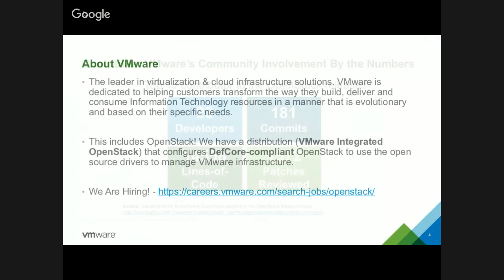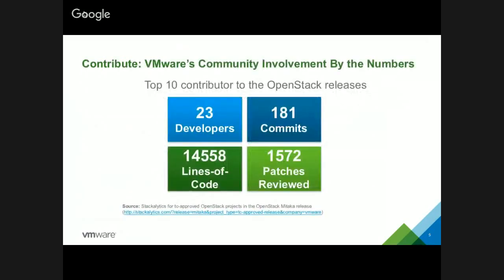Okay, so what is VMware doing with the OpenStack community? We're not just here to take from the community, we also give back. So we have about 23 developers, 181 commits in the Icehouse release, 14,000 lines of code, and about 1,500 patches of VM. So that has us as being one of the top 10 contributors, and we're hoping to continue that momentum with each release.